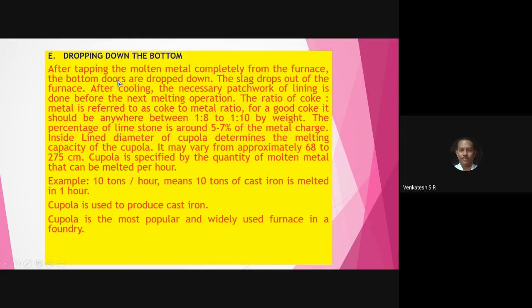Next, the drop down door. Usually, the waste materials coming along with the flux, the metal, and the coke melt and form a layer that is called slag. The slag floats on the surface of the liquid metal, and it can be removed from the dropping down door, which is present at the bottom.